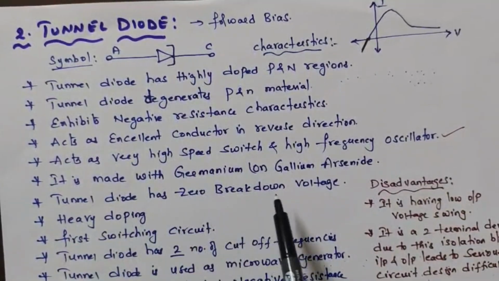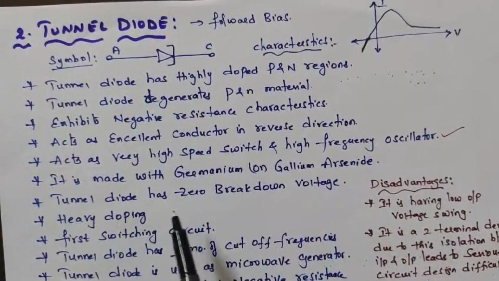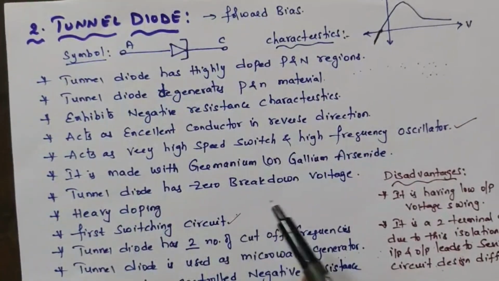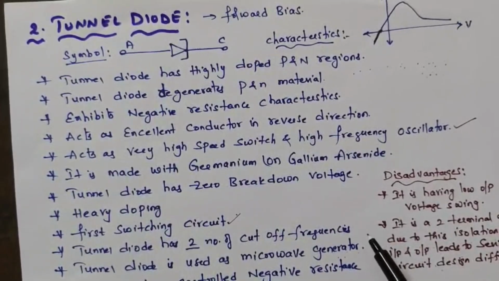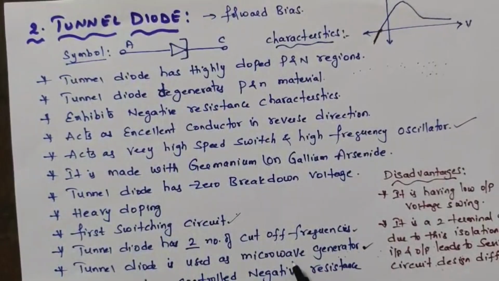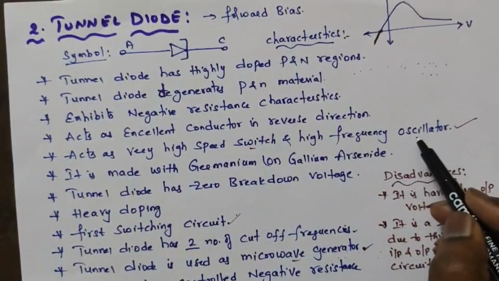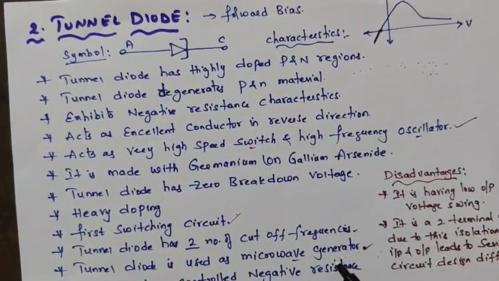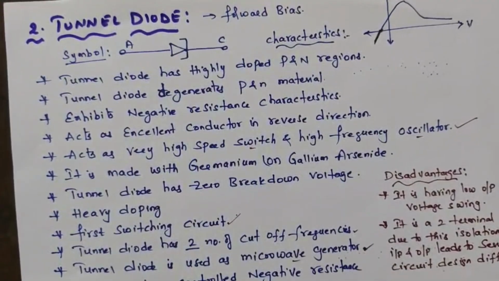It is made with germanium or gallium arsenide. Tunnel diode has zero breakdown voltage and it is heavily doped. And which diode is a fast switching circuit? It is the tunnel diode. Okay, and coming to the number of cutoff frequencies, it is also a very important MCQ. Tunnel diode has two cutoff frequencies. And one of the applications, tunnel diode is used as microwave generator, high speed switch and high frequency oscillator. Remember, these are the applications of the tunnel diode. From applications, these are the questions asked in different competitive exams.